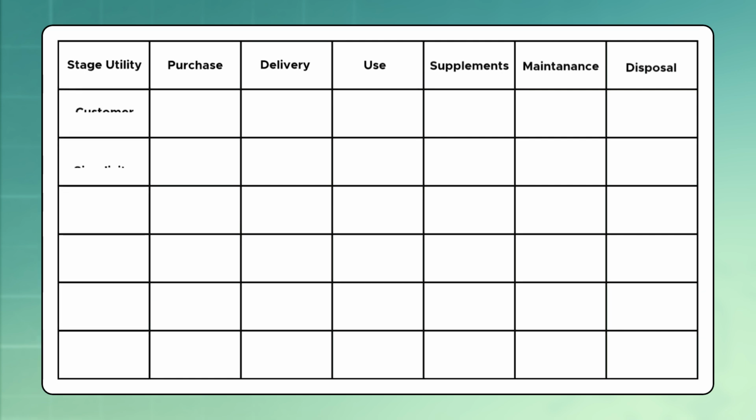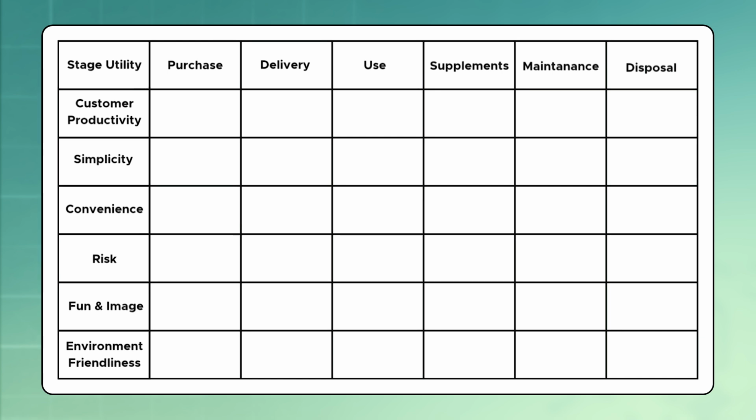On the vertical axis we have the utility that the customer derives from the product. For example, your productivity gain, or this product makes your life simple, like a simplicity gain. This product gives you convenience, or adds to your convenience. This product can reduce your risk, or is it fun, or adds to your personality and so on. The product can be environment friendly and so on.